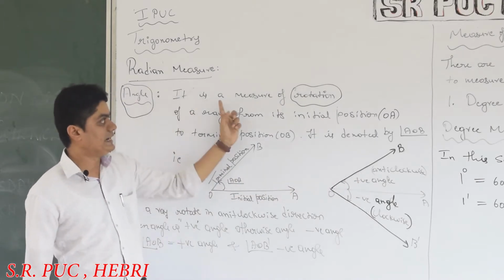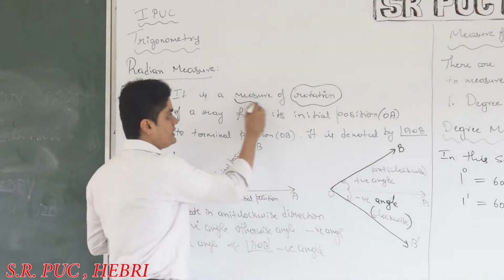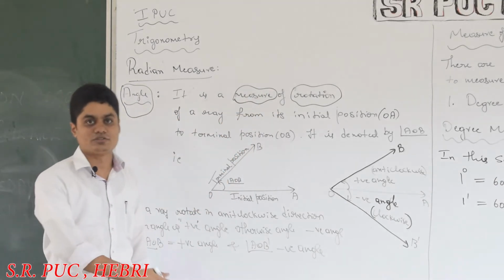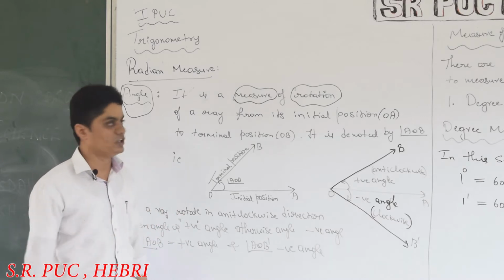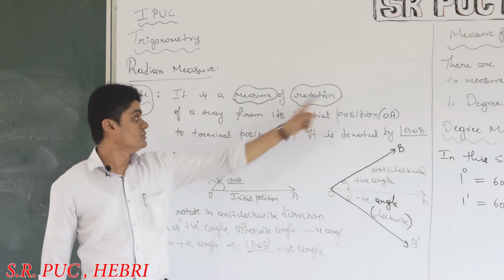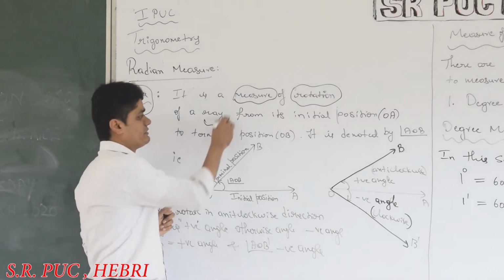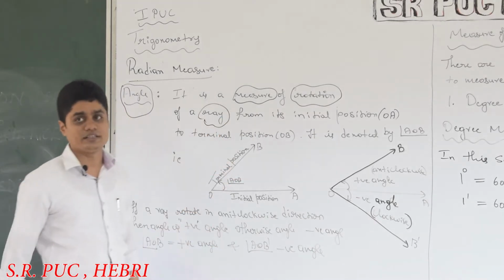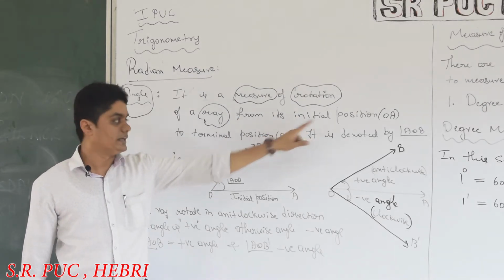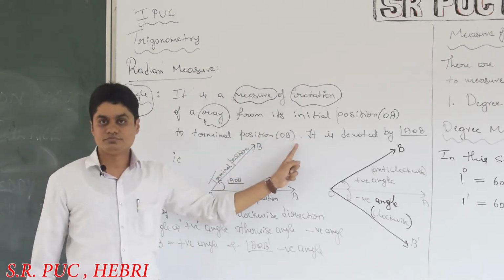So what is an angle? Angle is a measure. Measure meaning, I hope you know, for example, if you are measuring the length, you will measure, okay, using meter, centimeter, kilometer and so on, okay? This is like that. It's a measure of rotation of a ray. Ray means light ray, whatever, like straight line, x-axis, y-axis, you can consider that also, okay? From its initial position. Initial position means starting line to a terminal position.